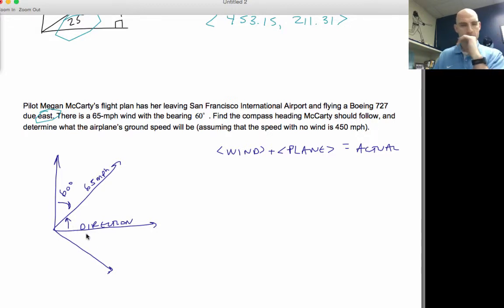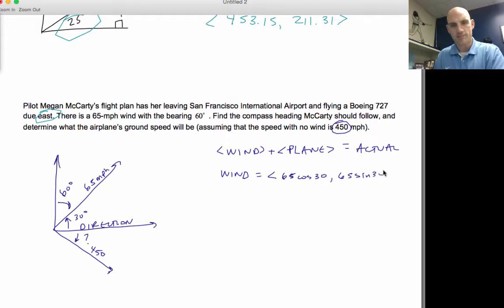Because that's our due east. With my plane, I'm going to need to consider this angle here, which I don't know. But I do know the airplane's speed, so I know that this is 450, right? So 450. And so let's take a look here for a second. My wind vector looks like this. This is 30 degrees down here. And so my wind vector is 30 degrees, no, sorry, 65, because it's a 65 mile an hour wind. It's going to be 65 times the cosine of 30, comma 65 sine of 30. And in the back of my mind I can see that I'm going to know these from a unit circle, right?